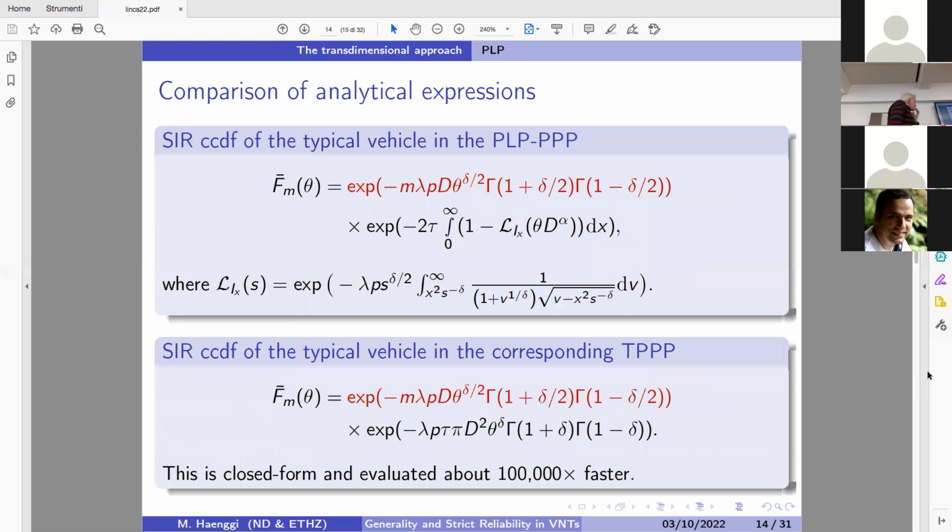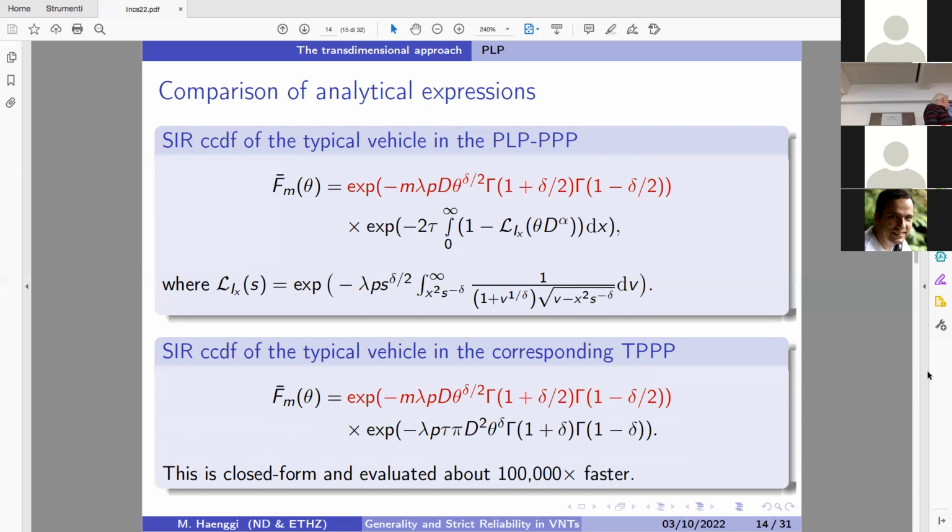Now, let's compare the analytical expressions. We'll see this a bit later too, but if we take the Poisson line process, we can get an expression like this for the SIR distribution for vehicles of order m, so m is 2 or 4. We have a part that comes from the one street through the origin, and then a part that comes from the others. In this case, this is a double integral. We compare this with the transdimensional version.